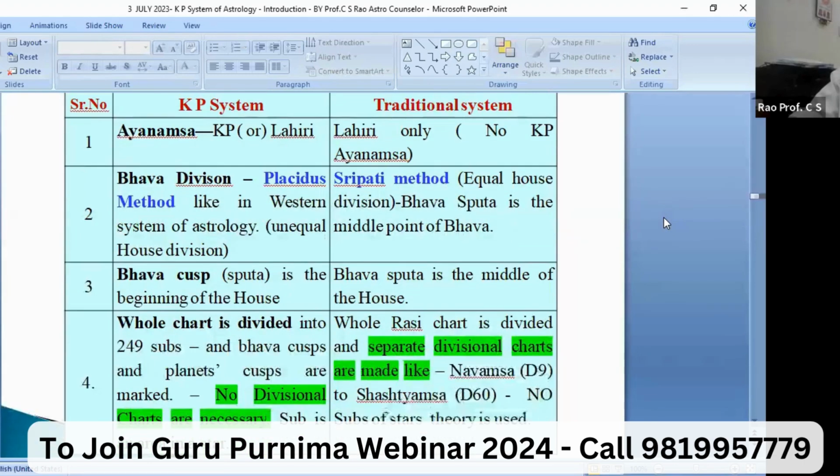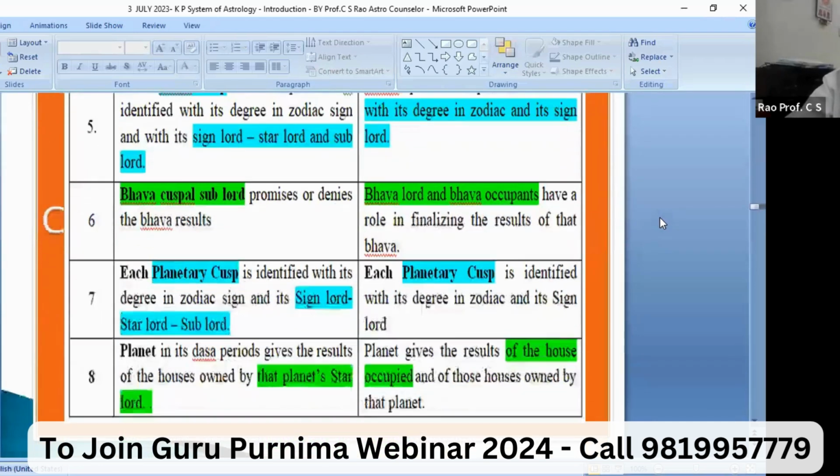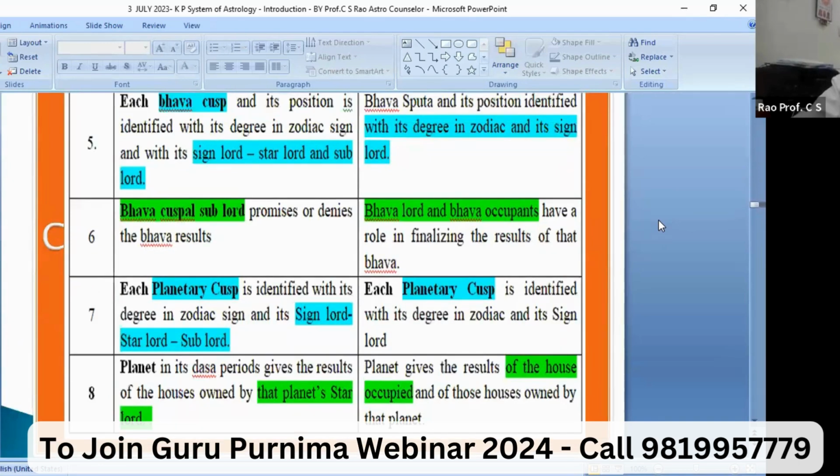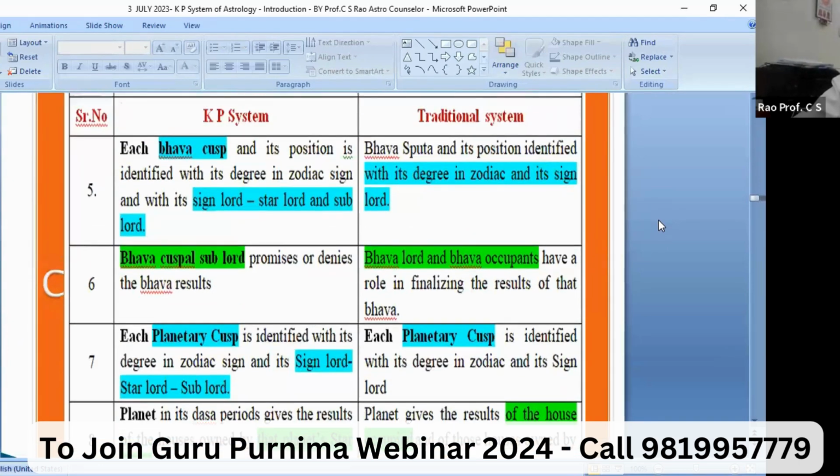This is fine. Right. Now we have to learn this separate course. Then where are we? Bhava Cuspal Sublord. We are discussing more on this, and we'll see it in the coming slides. Here I'm talking about harmonious and detrimental Bhavas. The fourth Bhava is about education. If the fourth Bhava Cuspal Sublord is connected to the harmonious houses, that means education is successful. If it is connected to the detrimental houses, education has certain obstructions.